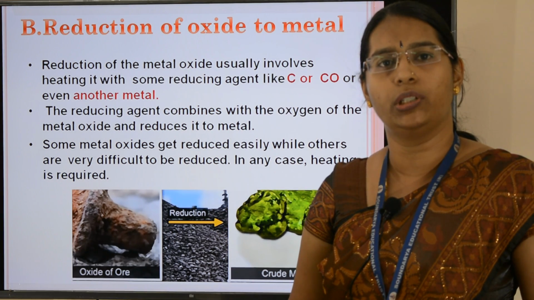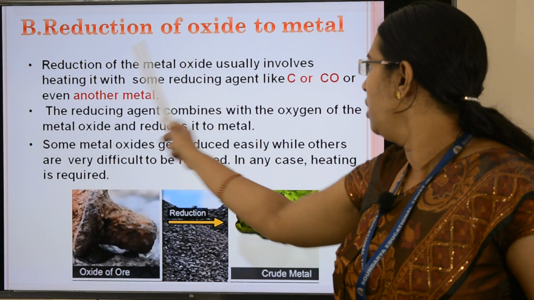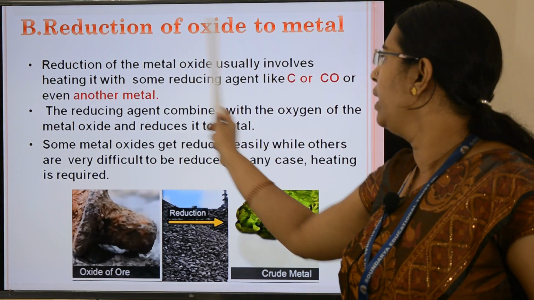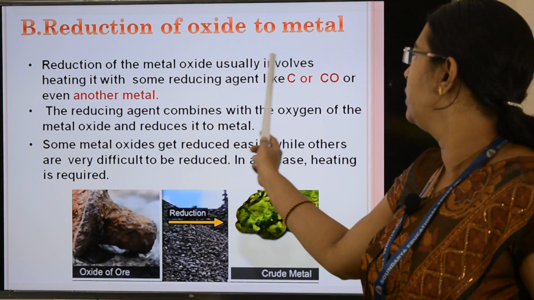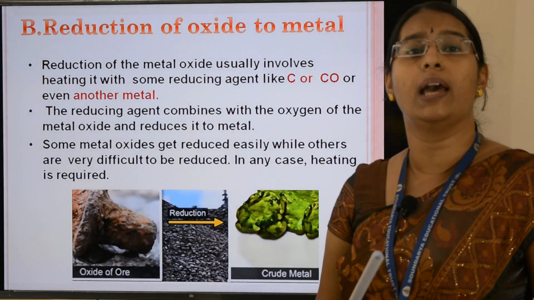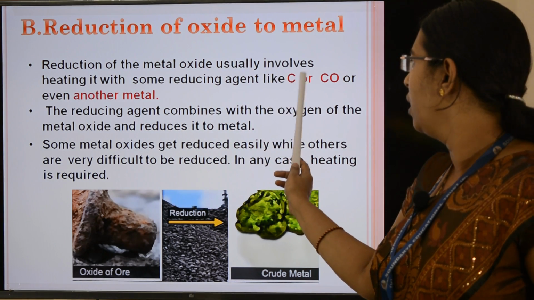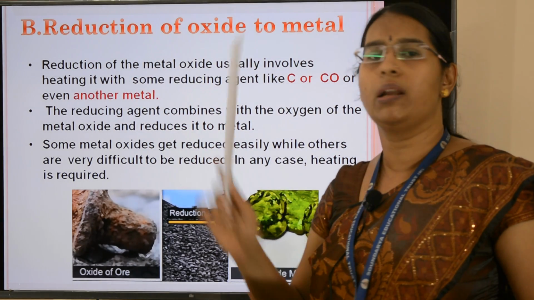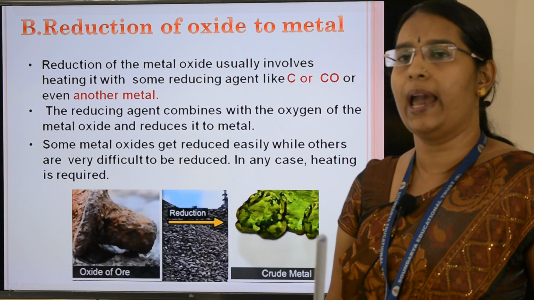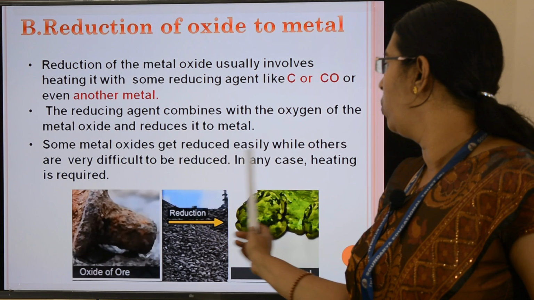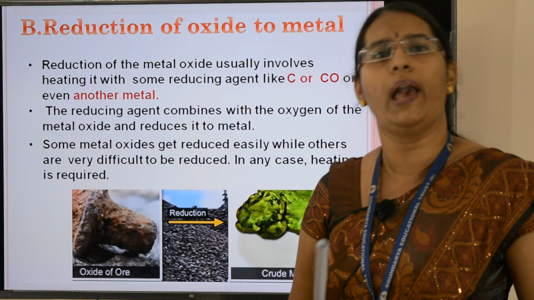So what is reduction? You all know that reduction is the process in which the metal oxide is usually converted into its metal form. That can be done by using certain agents which are called reducing agents. Here the reducing agents used are either coke, carbon monoxide, or sometimes even another metal can be used as a reducing agent. And this process generally requires high temperature conditions and it varies from one metal to another metal.